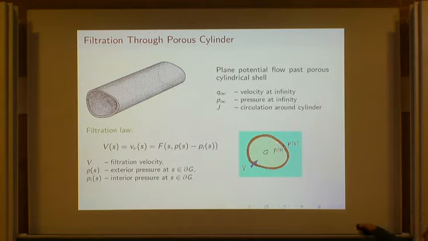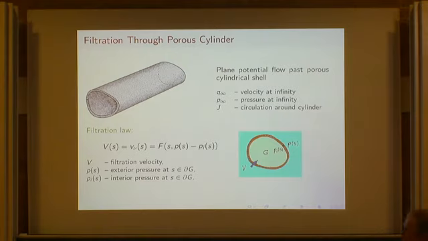So here you see a cross section. In all cross sections, the flow is the same. And how this fluid goes through the shell is controlled by a filtration law. This filtration law establishes a connection between the pressure inside the cylinder at the corresponding boundary point and the pressure outside. And it says that the normal component of the velocity is a function of this pressure difference outside and inside. This can be a linear law or it can be a non-linear law.